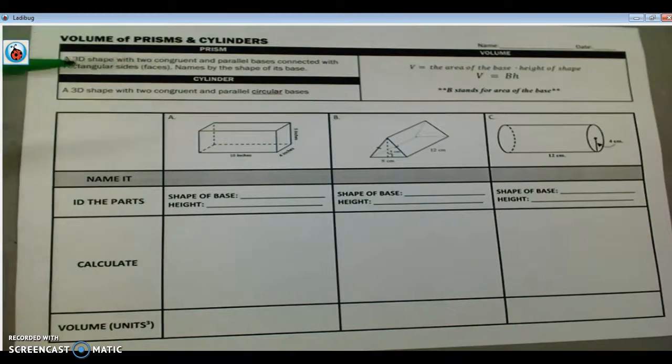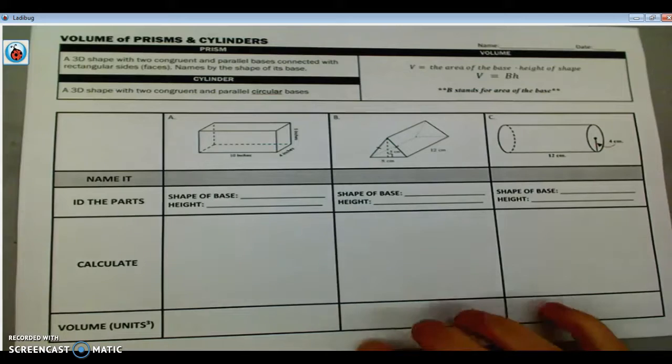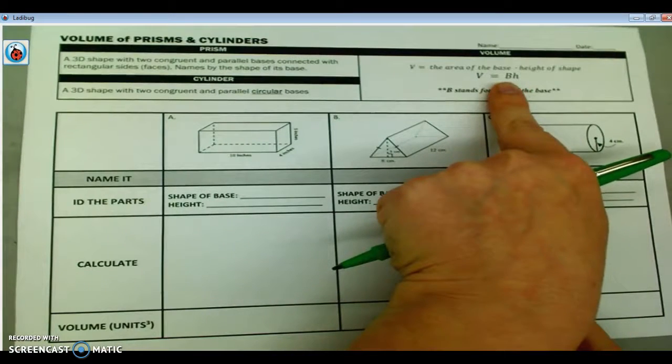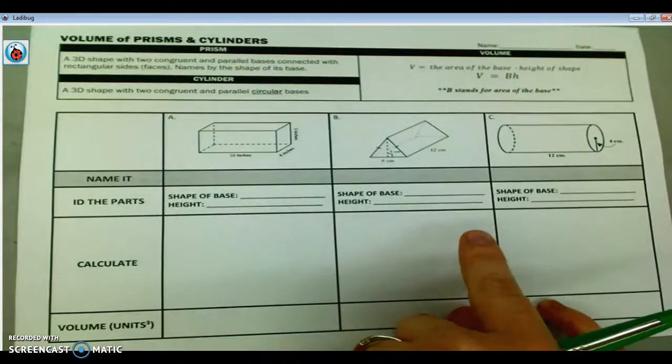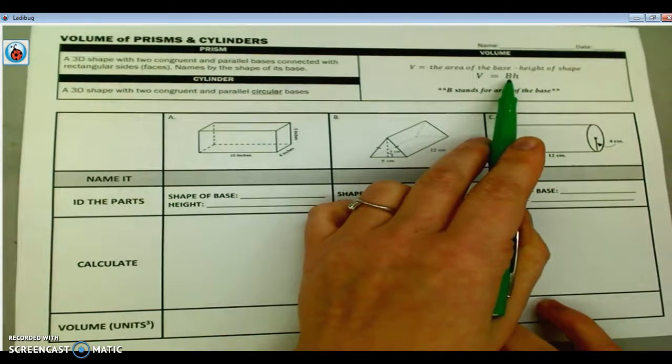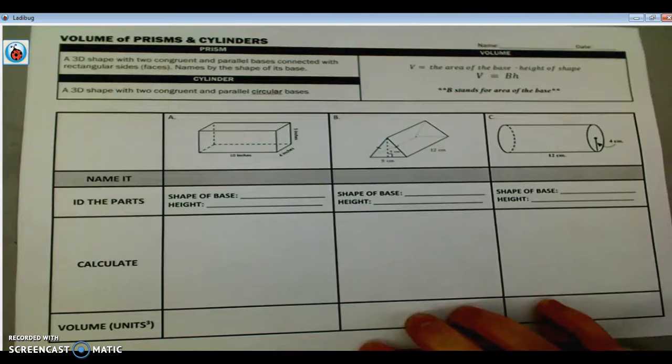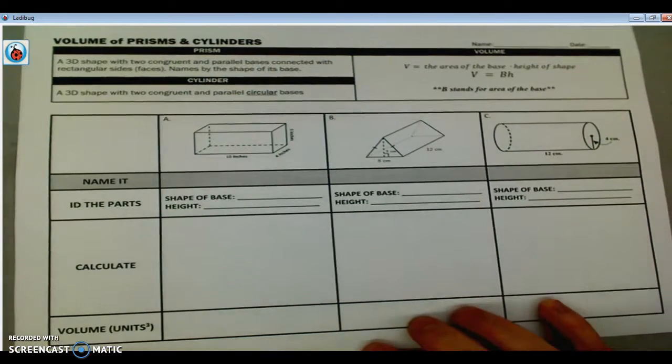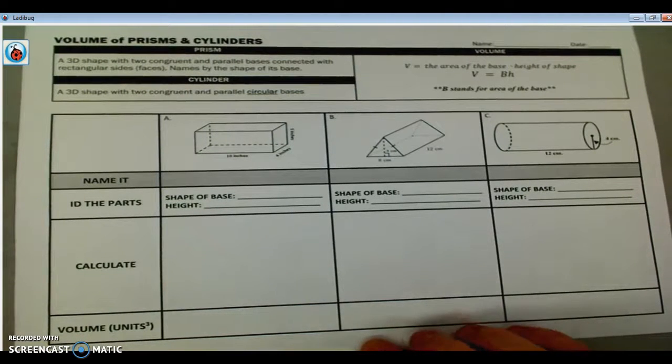Okay, and a cylinder is like a prism because it has the same features, but it doesn't have polygons as the bases, nor does it have rectangular edges. All right, so we have the generic formula that works for any of these shapes. It's volume equals big B, which basically just stands for the area of your base, times height, which you saw in one of the previous videos. So let's take a look at how that applies to our sheet here.